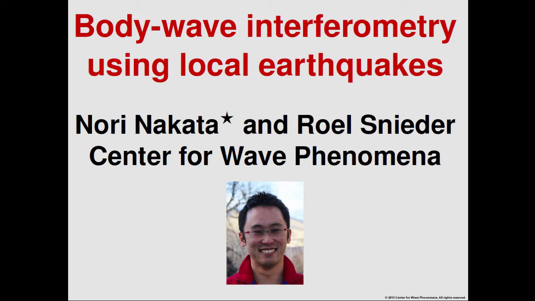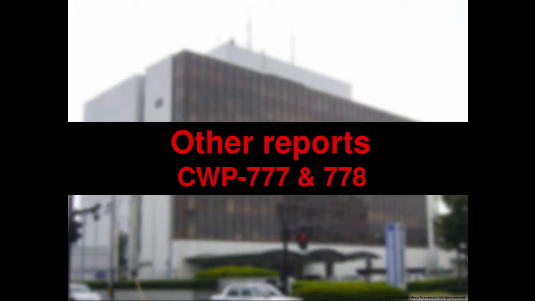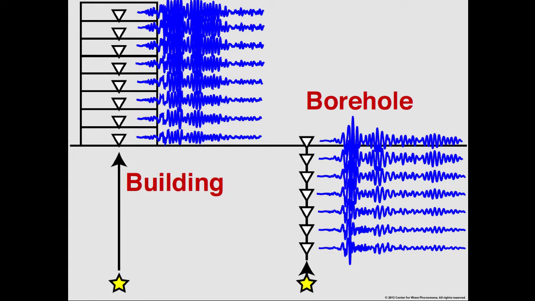This year, we have studied seismic interferometry using passive seismic data, such as earthquake and ambient noise data. In this talk, we use local earthquakes for extracting reflected body waves. Before talking about this topic, let me briefly introduce our other studies. We have two more reports in the project review book.